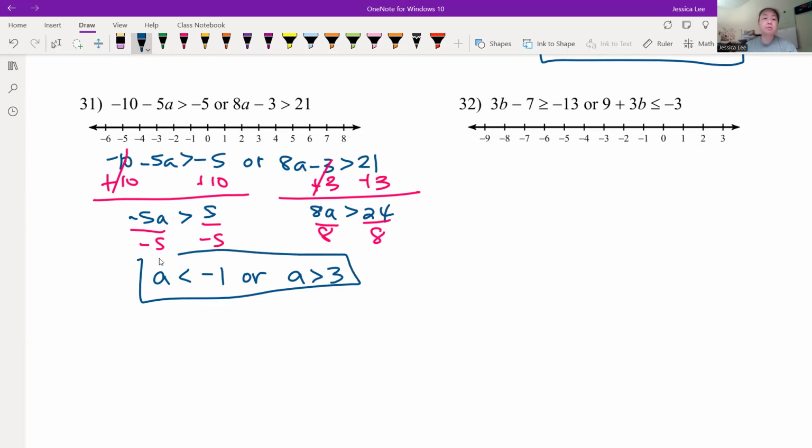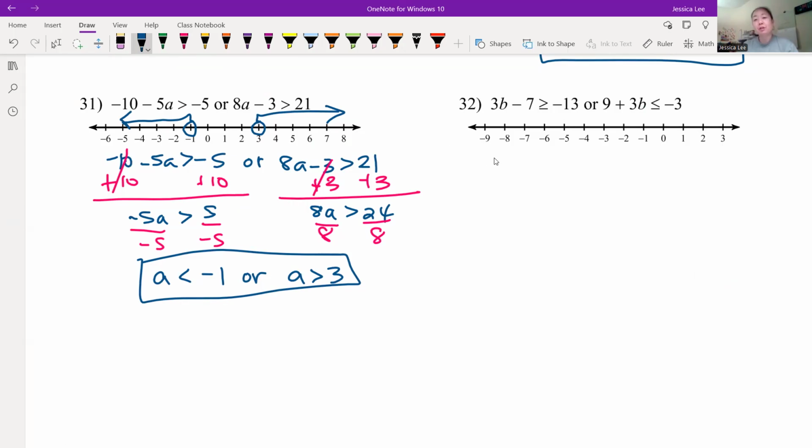So here we have 2. So a is less than -1. So we have -1, open circle, going to the left. Or a has to be greater than 3. So it'd be 3.1, it just can't be 3, right? Because 3 is not greater than 3. That doesn't make any sense. You're not better than yourself, right?